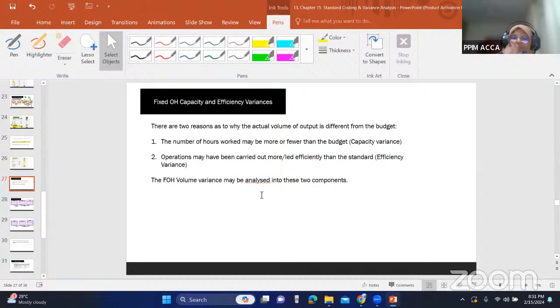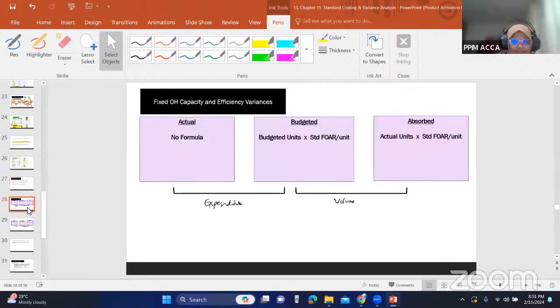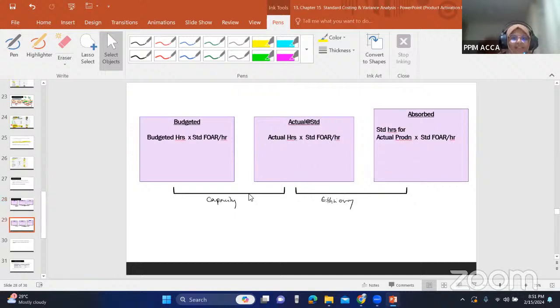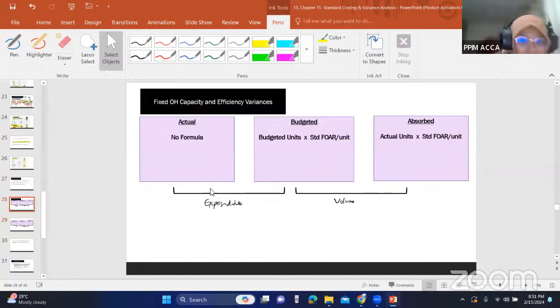So the volume variance, you can divide and see, did it happen because the workers worked for longer or shorter, or did it happen because they worked faster or slower? If it was because they worked longer or shorter, then that is the capacity variance. If it is because they worked faster or slower, then it is the efficiency variance. Okay. So this is the fixed overhead capacity and efficiency. We already spoke about it. This is the fixed overhead expenditure and volume. We even calculated it once. So this is just a repetition of that slide.